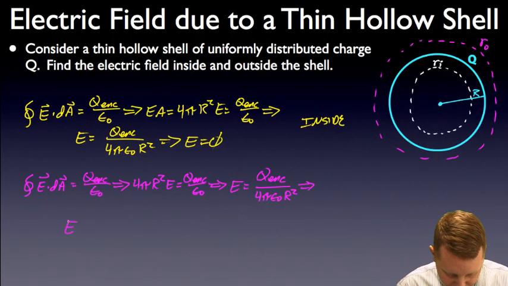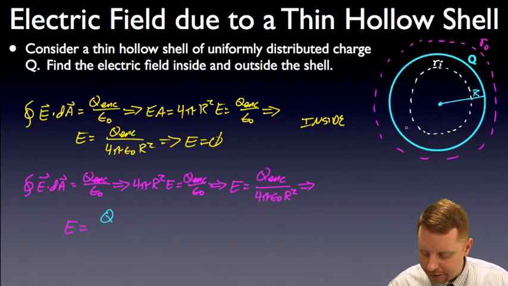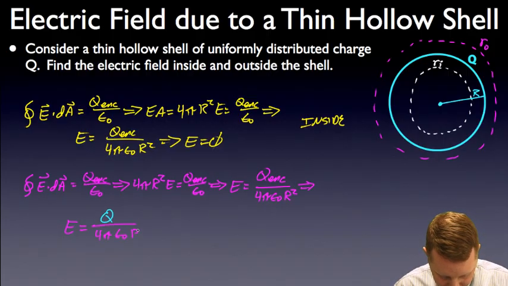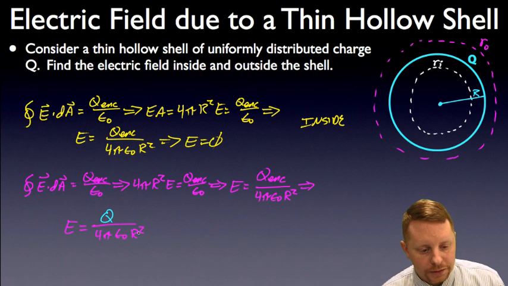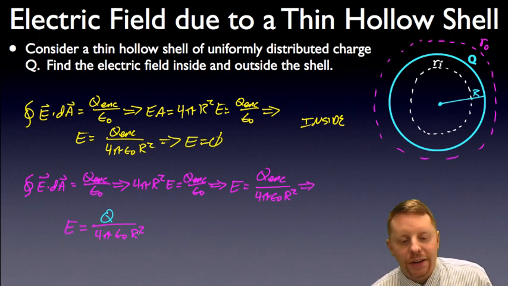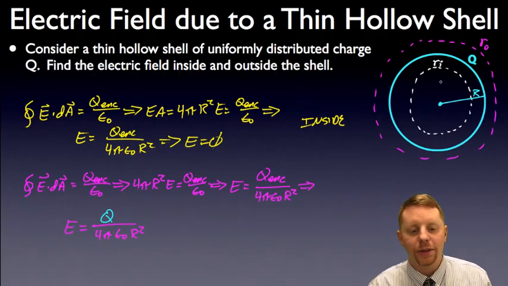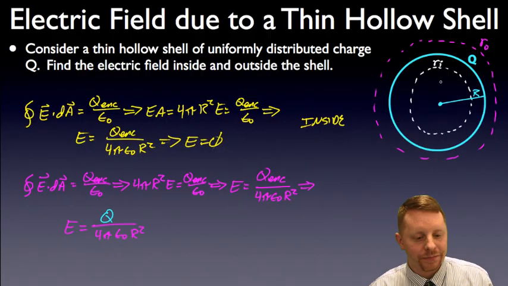Therefore, our electric field outside must be the charge that's on our shell, capital Q, divided by 4 pi epsilon naught r squared. The same answer as if all of the charge Q was placed at a point in the center of the sphere. So from the perspective, once you're outside the shell, it doesn't matter if it's a shell or if it's a point charge or where the shell is. It only matters the total amount of charge in there once you have that symmetry.